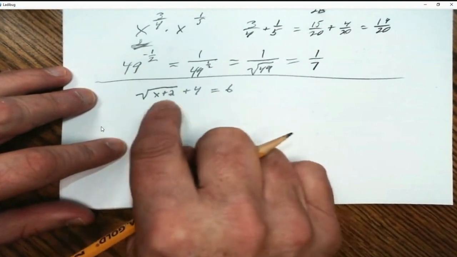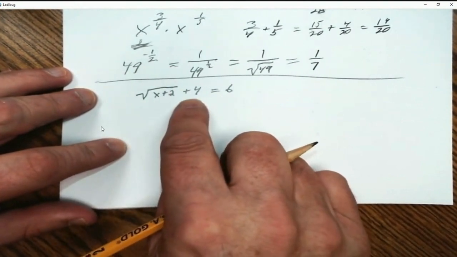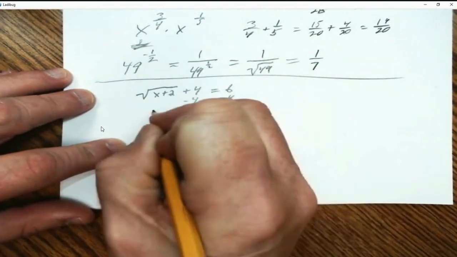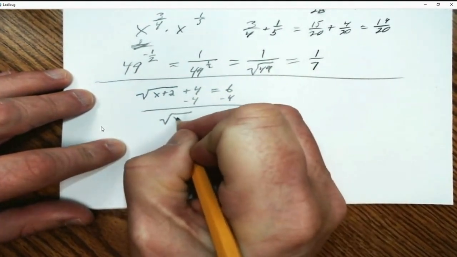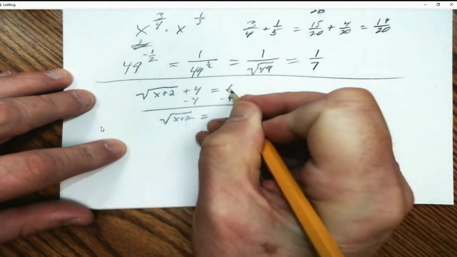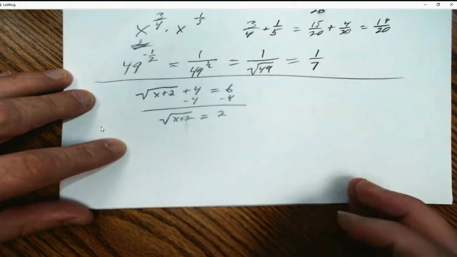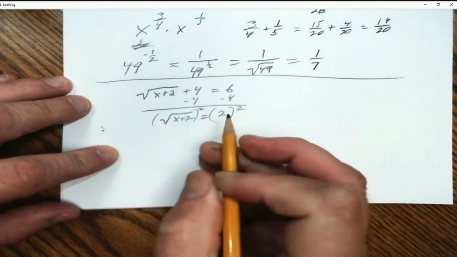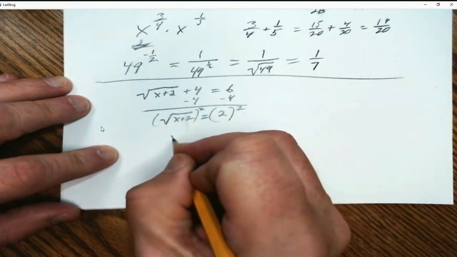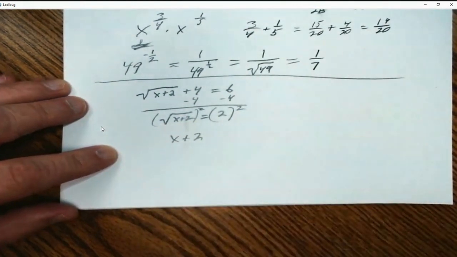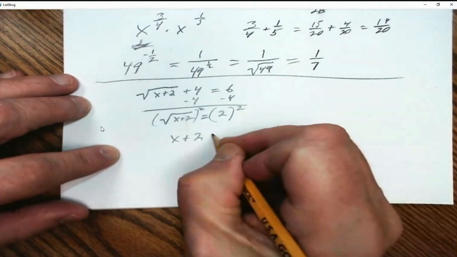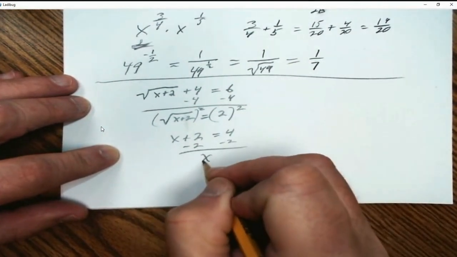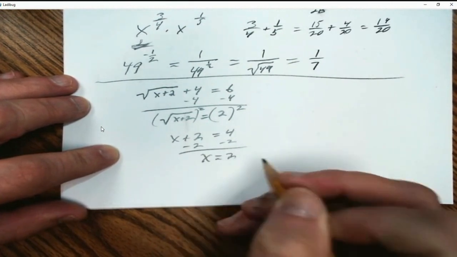So to get rid of the square root, we have to square both sides, but it needs to be by itself first. So the first thing we have to do is move the 4. So we have the square root of x plus 2 equals 6 minus 4. It's 2. Now we can square both sides. The square root and the square cancel each other out, so we just have x plus 2. 2 squared is 4. Subtract 2, x equals 2. Okay, so x equals 2 is the solution.